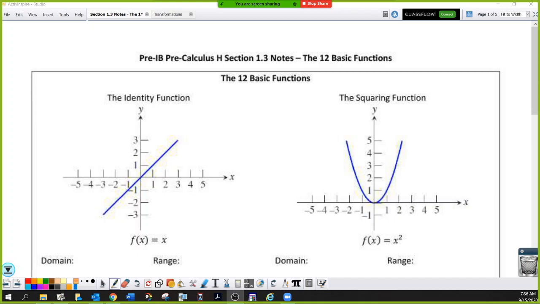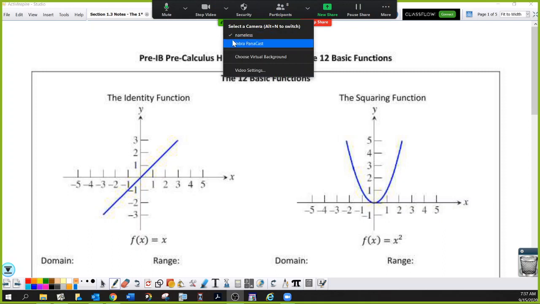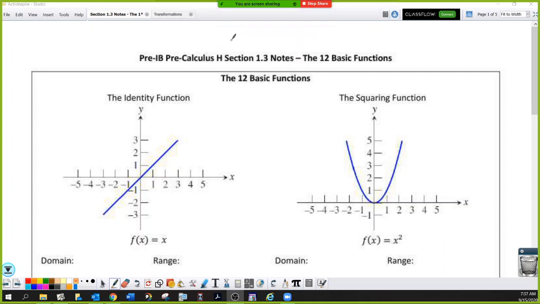So our 12 basic functions. Like I said, at this point, I'm just trying to get you to recognize the 12 basic functions, and if you recognize them, you'll know a couple properties about them, a couple properties that we talked about in section 1.2.